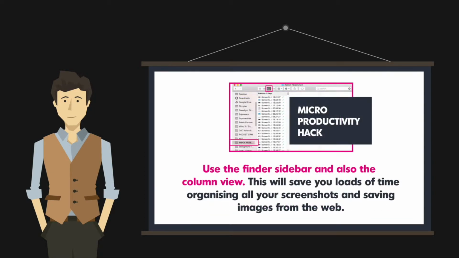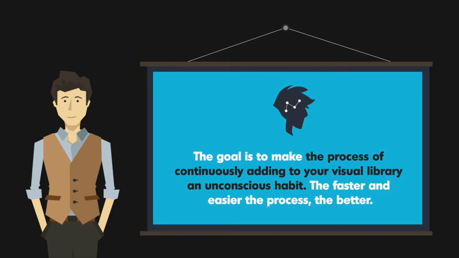The last point I want to make when it comes to building your visual library is to use the Finder sidebar and also the column view. This will save you loads of time organizing all your screenshots and saving images directly from the web. Ultimately, the goal is to make this process of continuously adding to your visual library an unconscious habit.